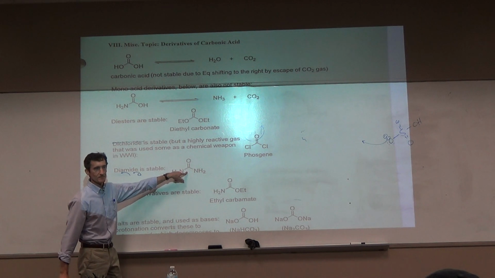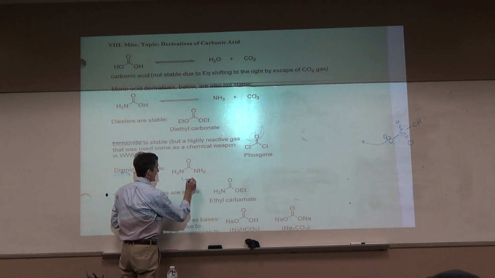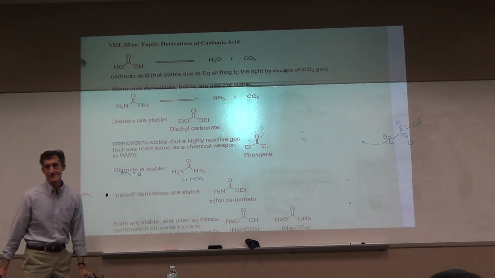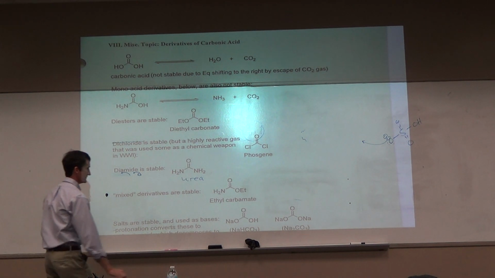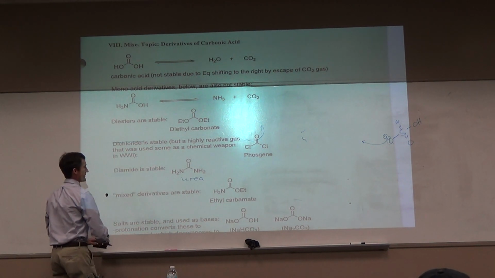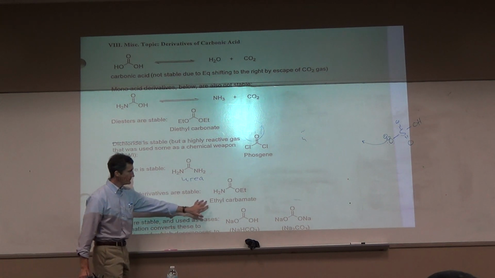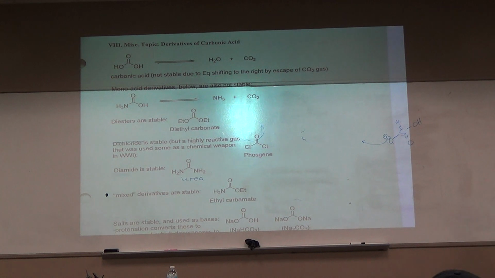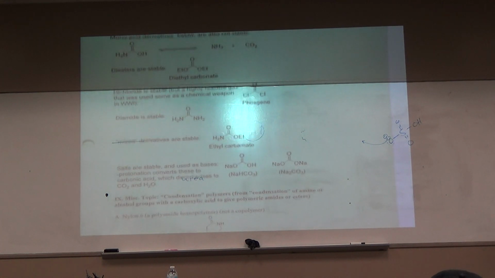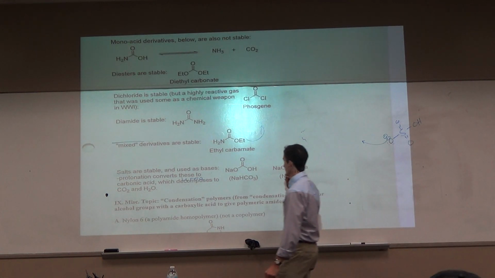What is this? Diamide. That's right. That's urea. Everybody know that, right? Yeah. Urea. Mixed derivatives are stable. See, basically, that's a carbonic acid derivative. These are all. But here, these are important to know, though.